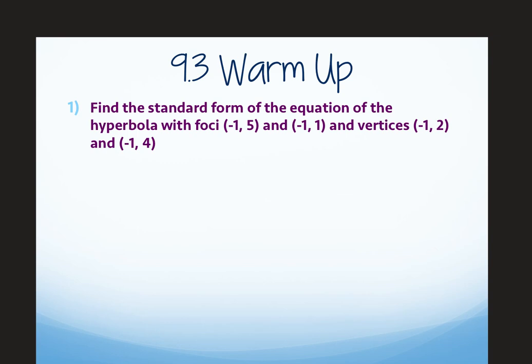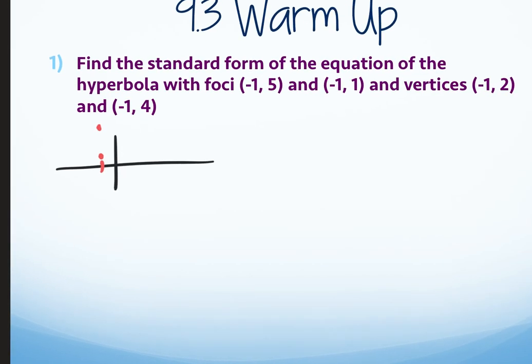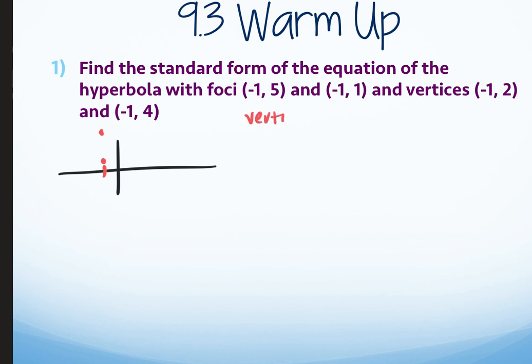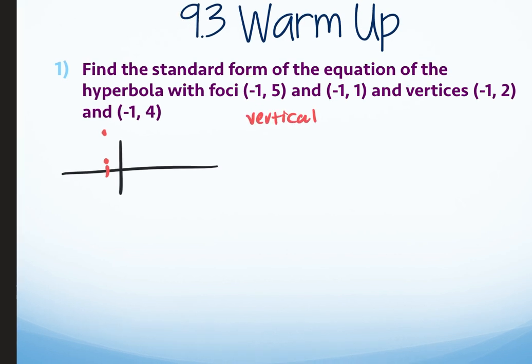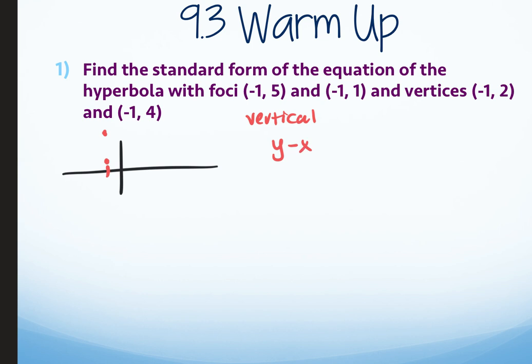All right, let's do the hyperbolas. So the standard form of the equation of a hyperbola with foci negative 1, 5, and negative 1, 1. So negative 1, 5, I'm up here. Negative 1, 1, down here. What does that tell you? That it's vertical. Vertical, which means what? Y is A. Good. The y comes first. Yes, I know what you meant, right? And the y gets the a.